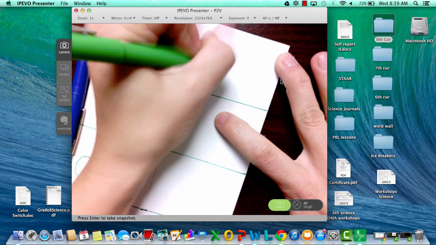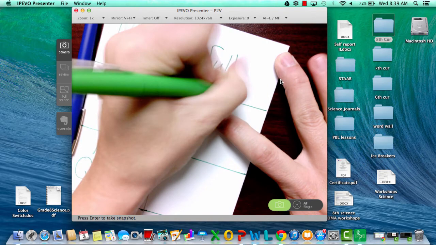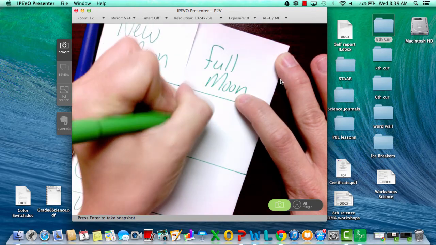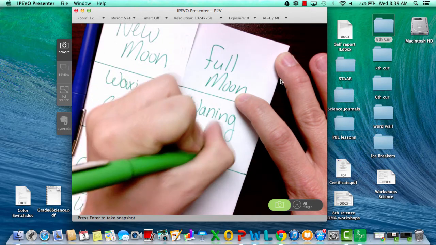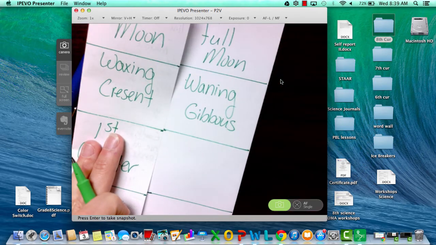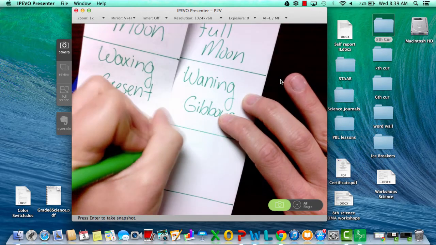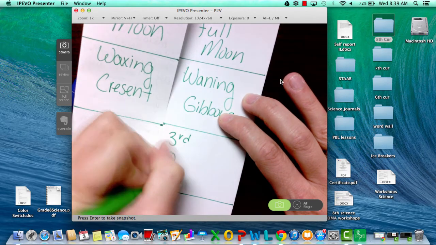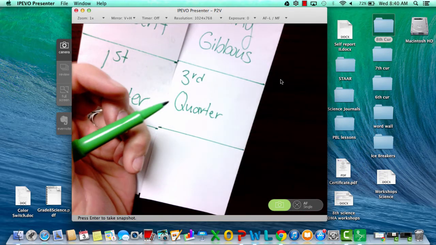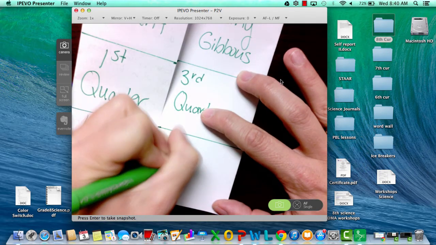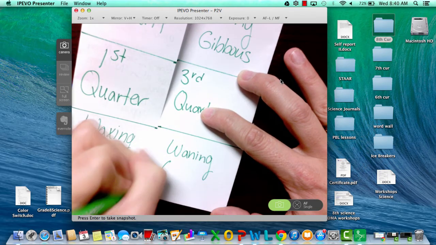We're going to do full moon, and then we'll start waning gibbous. And I bet you can figure out what waning means if it's the opposite of waxing. Then we have third or last quarter, whichever one you want to call it. It doesn't matter. I do believe the STAR test uses third quarter. And then the last one is waning crescent.